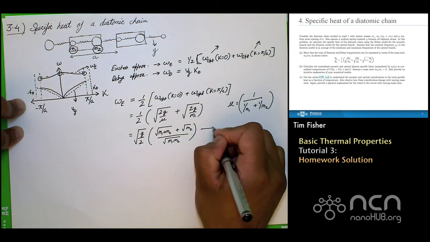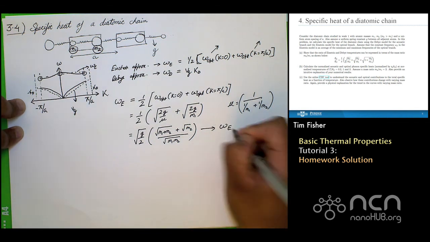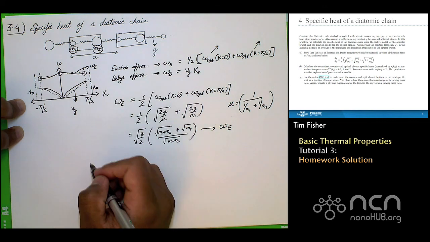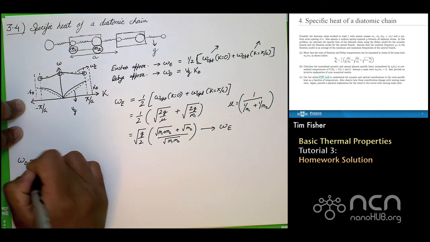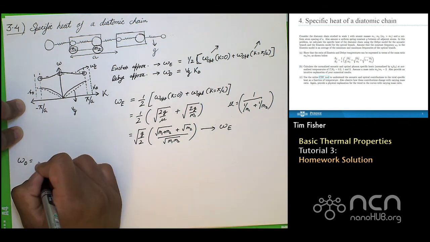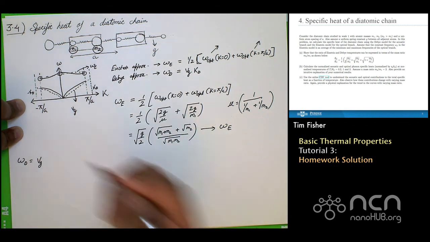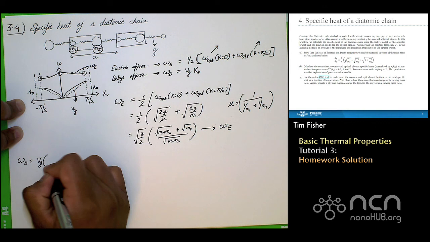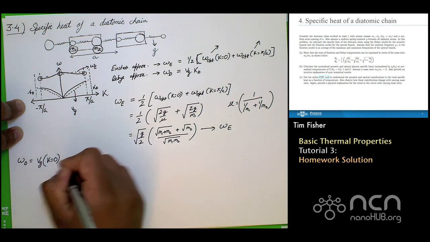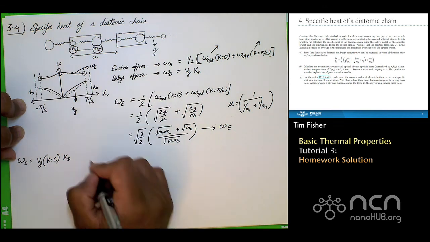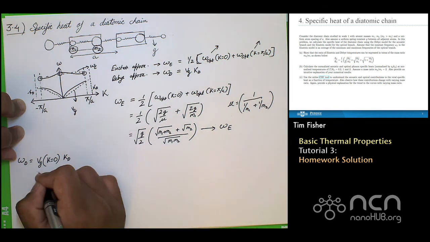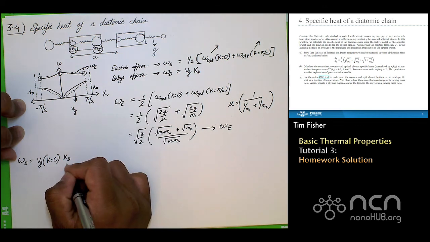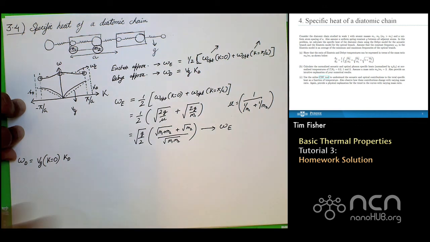So this gives us the Einstein frequency. Now let's calculate the Debye frequency. The Debye frequency is given as the product of the group velocity, and this is essentially the group velocity at the center of the Brillouin zone, k equals 0, multiplied by the Debye cutoff wave vector. I will separately explain the group velocity at the center of the Brillouin zone and the Debye cutoff wave vector.